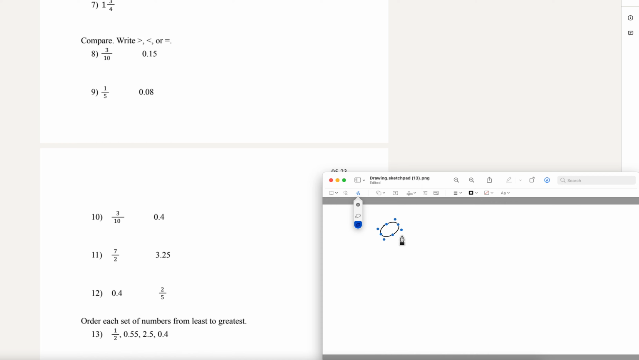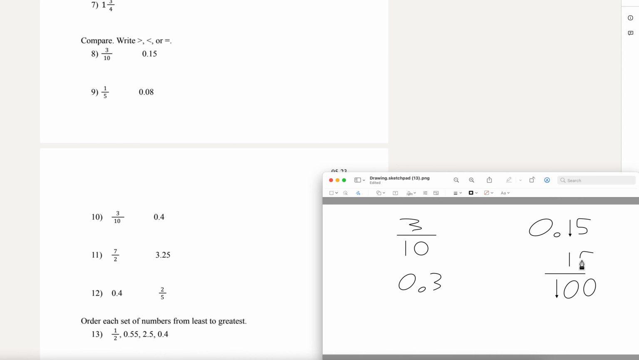So here, 3/10 is equal to 0.3, excuse me, and 0.15, whoa, 0.15 is equal to 15 over 100, my bad. And since we know we could transfer this into like this, this would be greater. Boom.